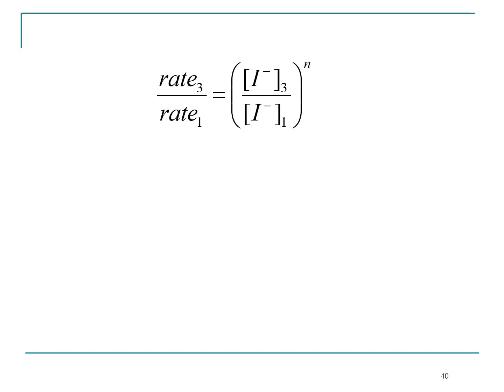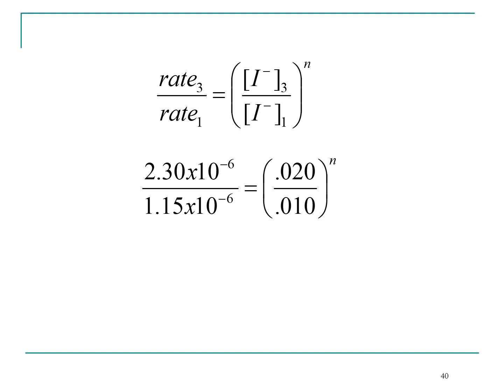But we can work through it. So if we take the rate at trial 3 divided by the rate at trial 1 equals the concentration at 3 over the concentration at 1 raised to the n power. And again, when we plug those numbers in, we get 2 equals 2 to the n. And so n has to equal 1. So finally now we know the m and we know the n.